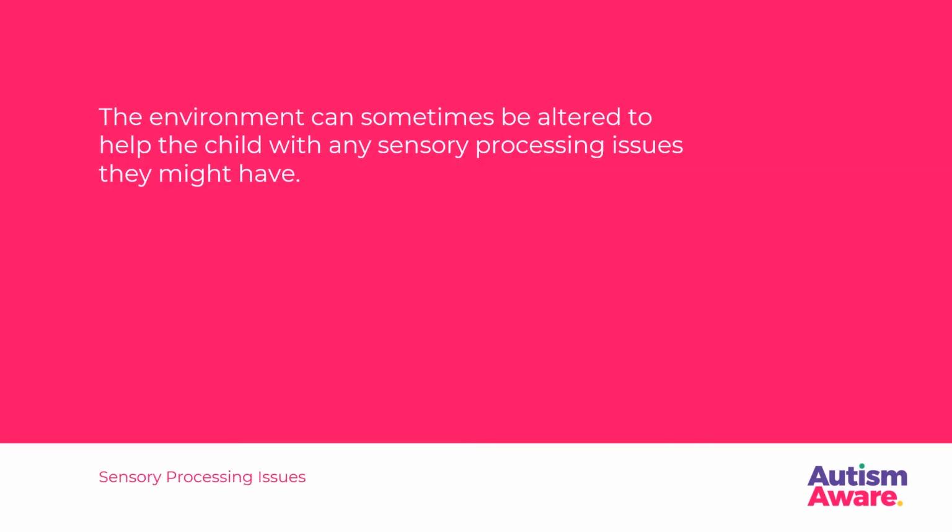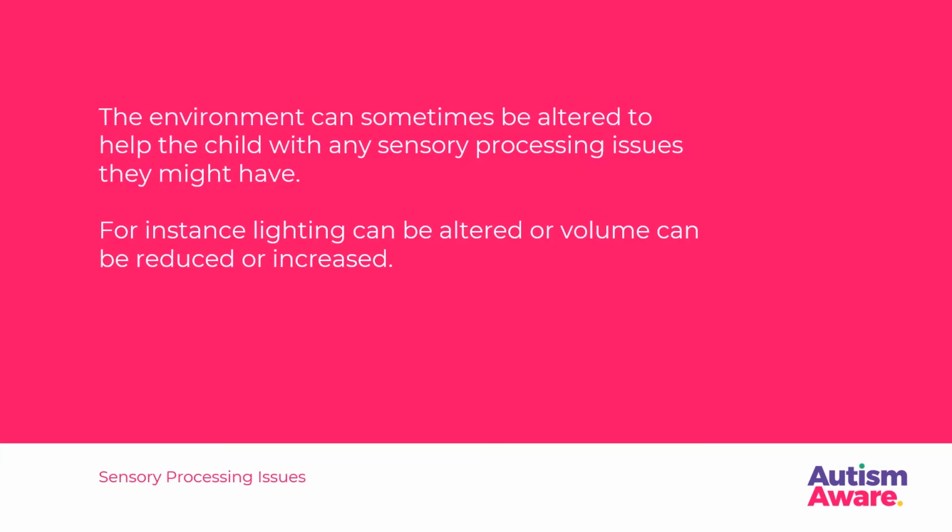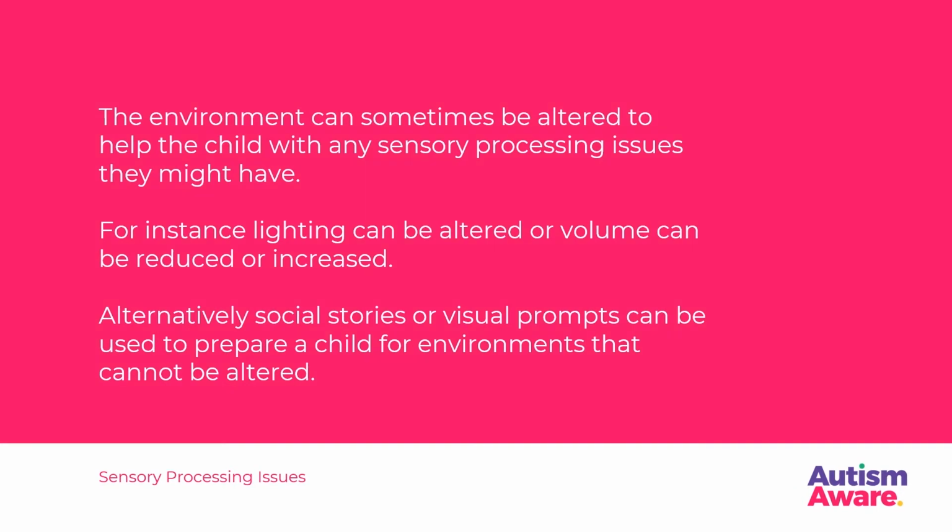It is important to look at the environment in relation to any difficulties it might be creating for the child. The environment can sometimes be altered to help the child with any sensory processing issues they might have. For instance, lighting can be altered or volume can be reduced or increased. Alternatively, social stories or visual prompts can be used to prepare a child for environments that cannot be altered.